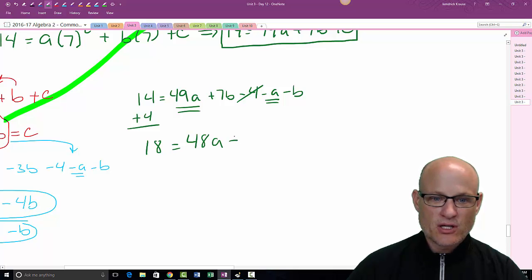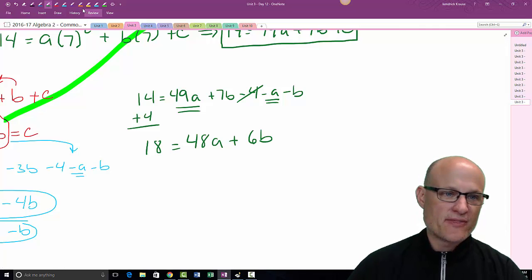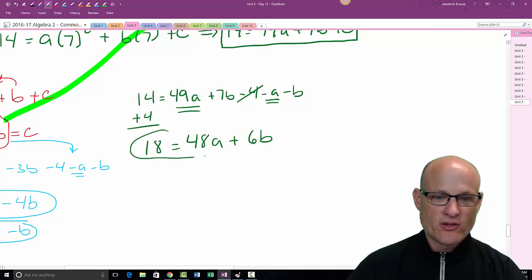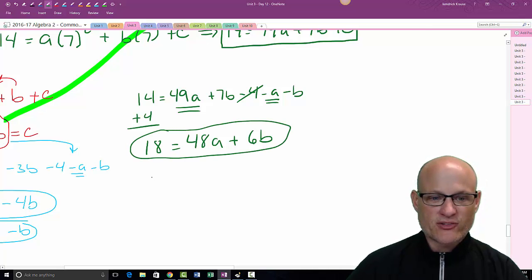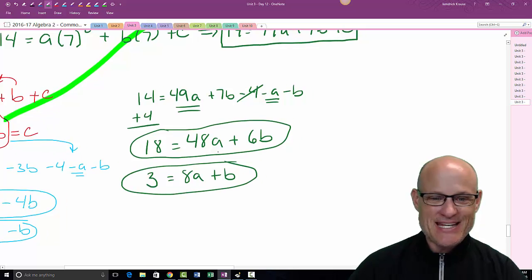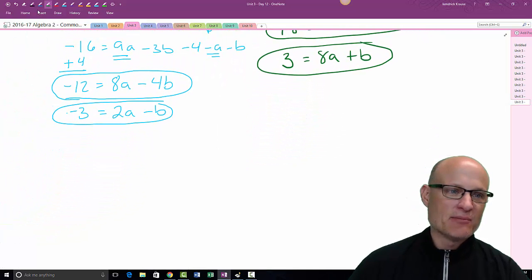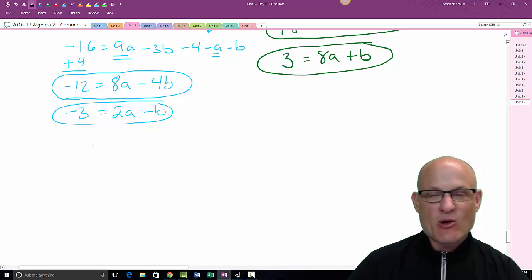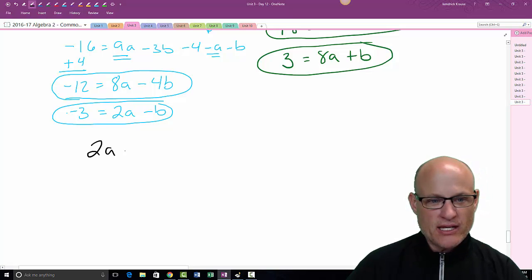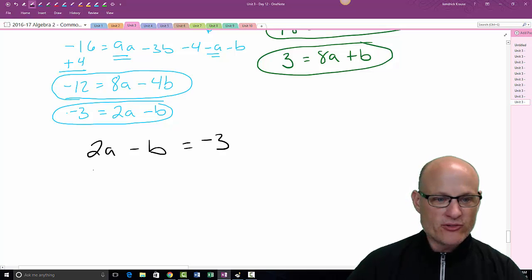48a plus 6b. Now you'll notice, I think, that 6 goes into all of these. So even though this is my equation, I'm going to divide 6 into all of them. So I get 3 equals 8a plus b. It just makes my life a teeny tiny bit easier. Let's line them up on top of each other. I like the numbers on the right, so I'm going to go 2a minus b equals negative 3. And the other equation is 8a plus b equals negative 3.